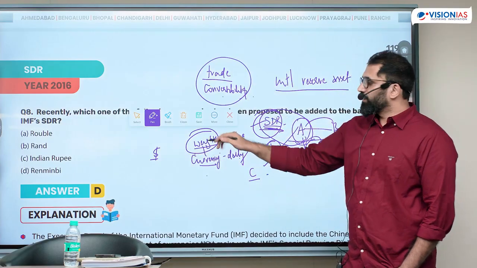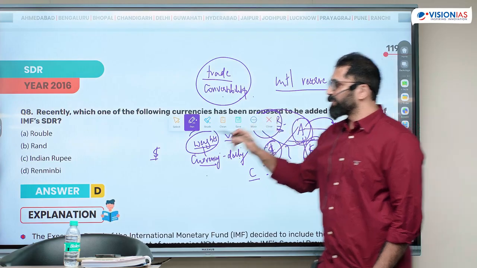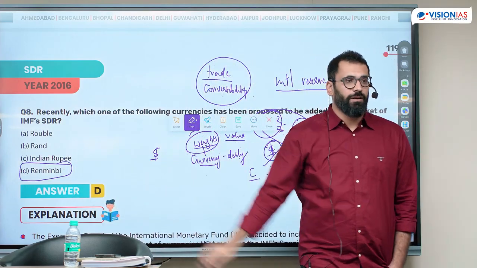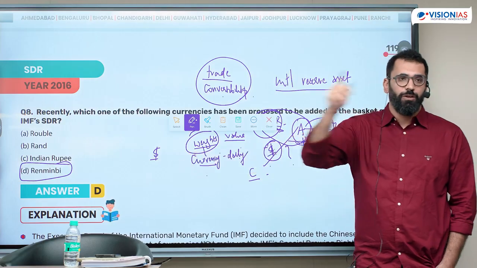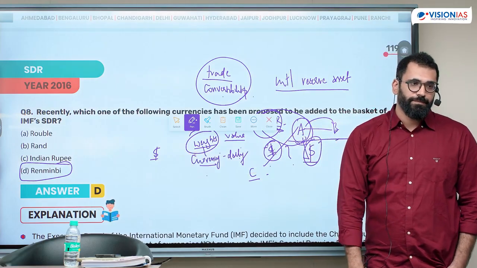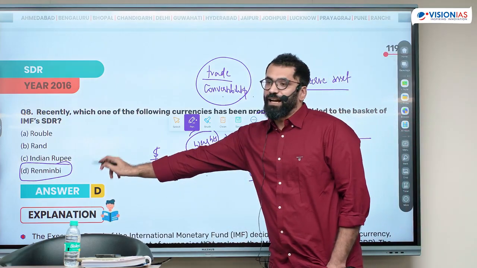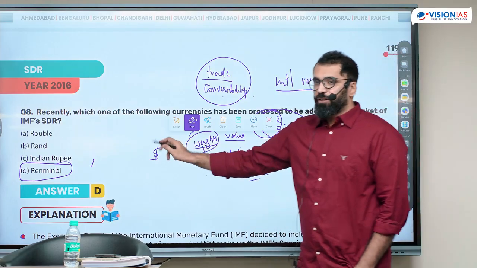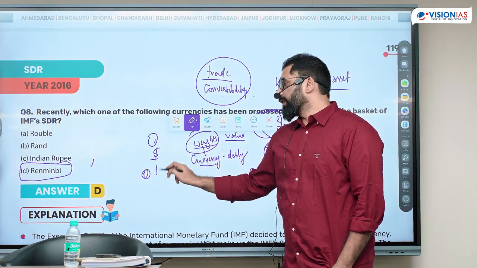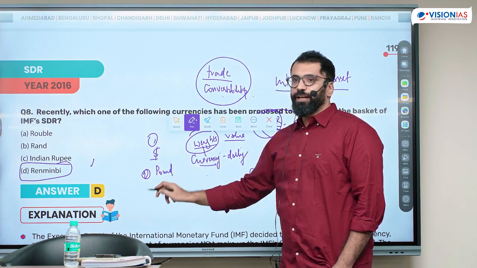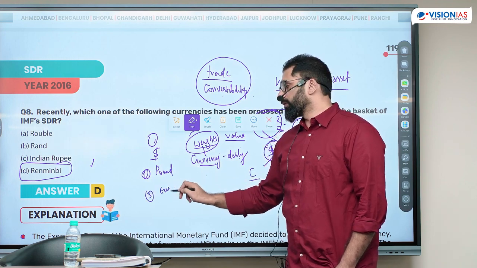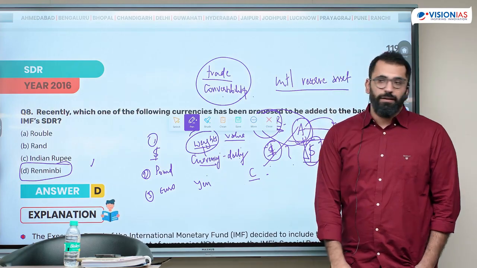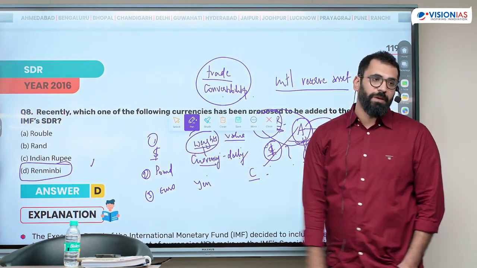In 2016, this basket had one more currency added to it. It was the yuan, Chinese yuan. The currency name is renminbi. Unit का नाम is yuan. This is the currency which was added. Which were the earlier currencies? US dollar, pound sterling, euro, yen. These 4, renminbi added as the 5th.